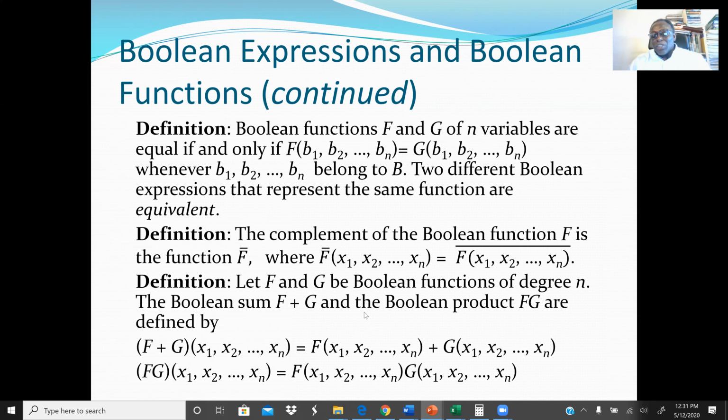So here we say let f and g be Boolean functions of degree n. Again, degree n is the number of variables. The Boolean sum f plus g and the Boolean product f times g are defined by the following. So we have f plus g of x1 to xn equal to f of x1 to xn plus what? g of x1 to xn. The same thing with the product. f times g of x1 to xn, we can say okay, f of x1 to xn times g of x1 to xn.